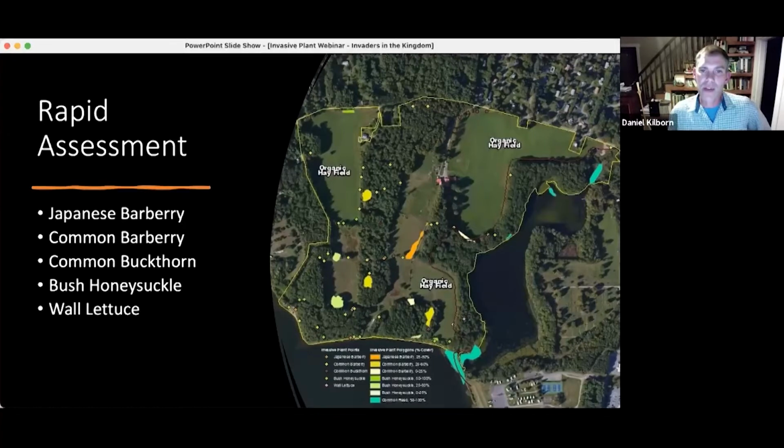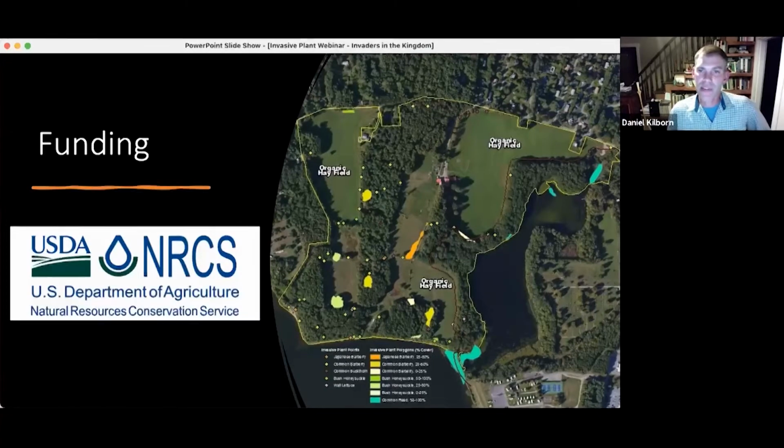Once we roughed out the extent of the problem, we needed to figure out how we were going to get the control work done. So we worked with our local NRCS office, Natural Resource Conservation Service within the Department of Agriculture here in Newport, to secure a grant for invasives control through the Conservation Stewardship Program. They're a great resource. There's a lot of info that they can provide. If you have a large enough parcel, you can contact your consulting forester or your county forester, or contact them directly to discuss program options.